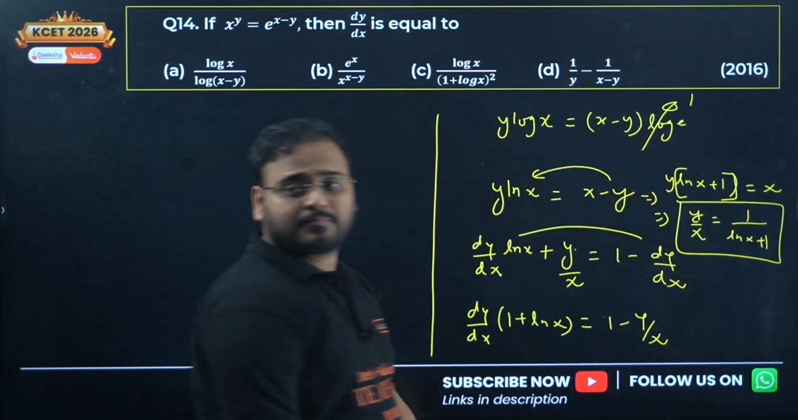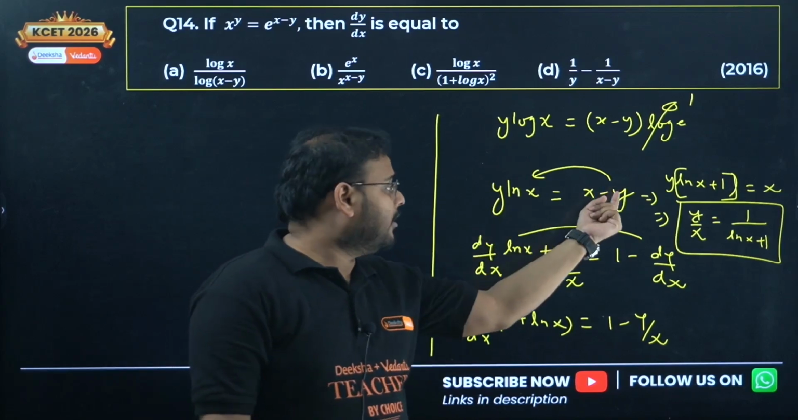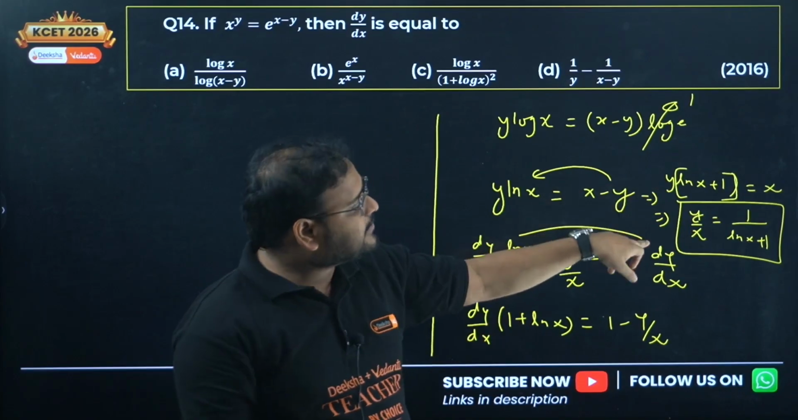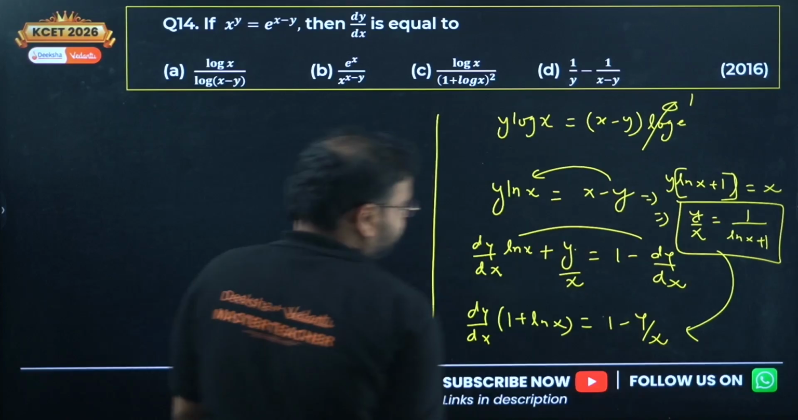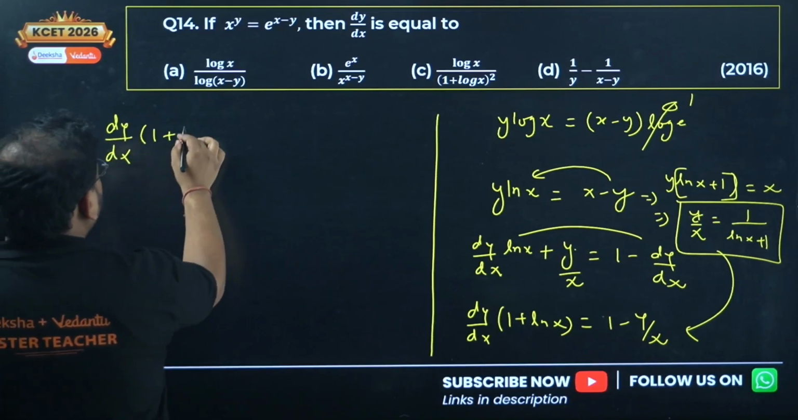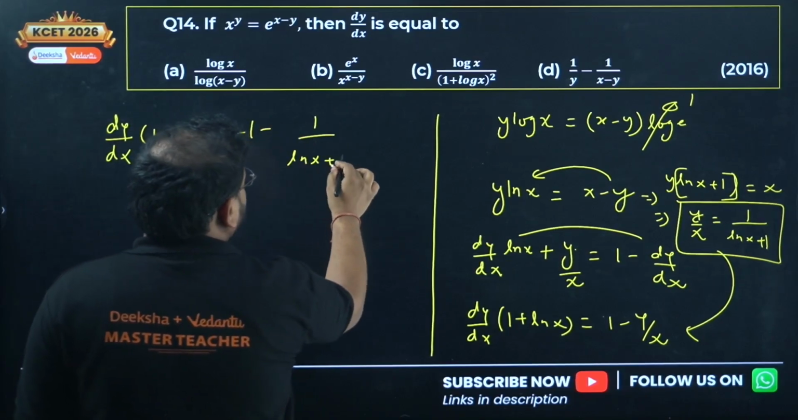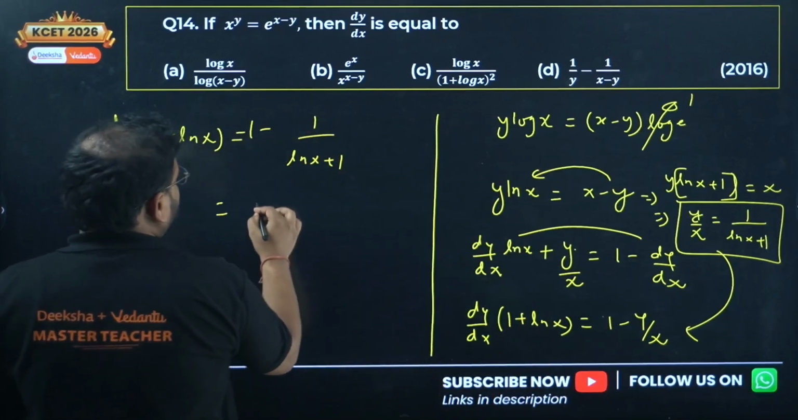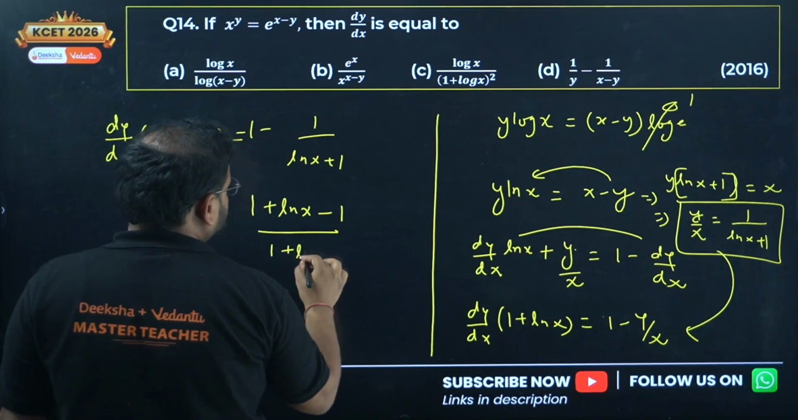This is correct. What I've done from here, after taking the log, is taken the value of y over here. It becomes y ln x plus y. Taking y common, ln x plus 1, and y/x becomes 1 upon (ln x plus 1). So I have the value of y/x. I'll put it back in the derivative. Check here: dy/dx times (1 plus ln x) equals 1 minus 1 upon (ln x plus 1). I put the value of y/x from this particular box. Check, LCM is (1 plus ln x minus 1) divided by (1 plus ln x).